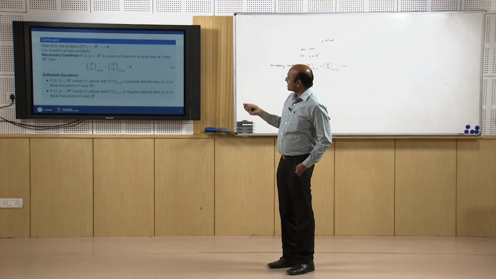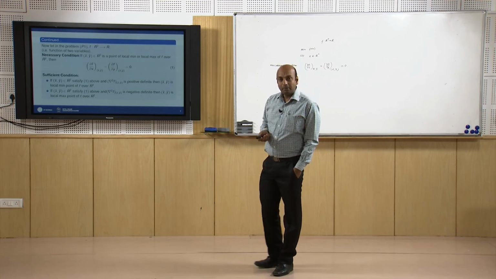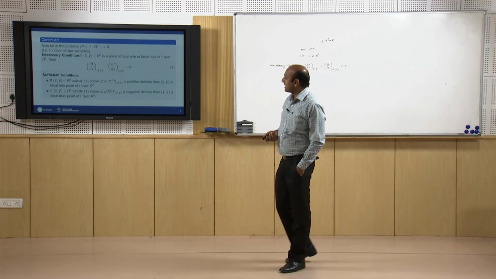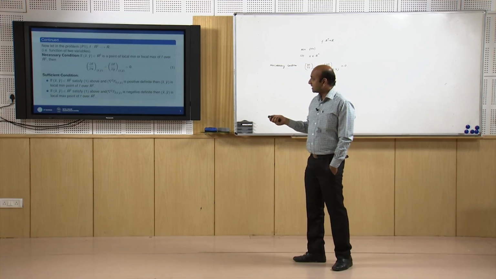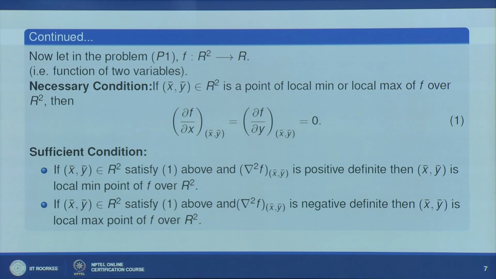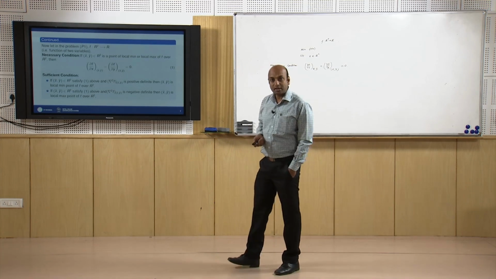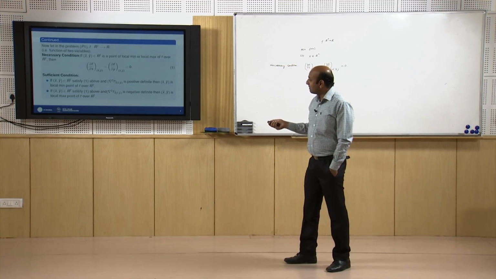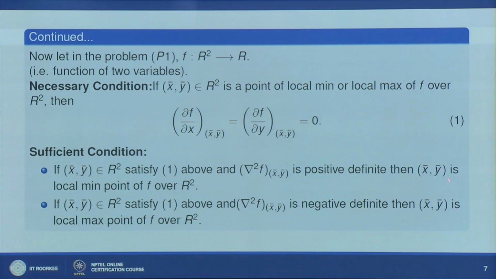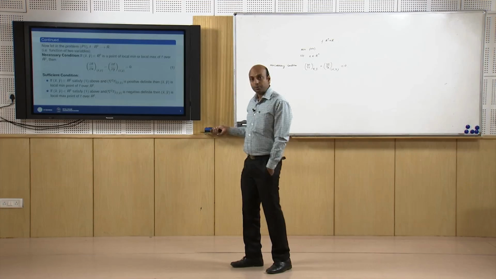Now, if this condition holds, how can we say whether that point is a point of local minimum, local maximum or saddle point? So, we find the Hessian matrix of f at (x bar, y bar). These are sufficient conditions. If (x bar, y bar) belonging to R2 satisfies this condition, that is, the partial derivative of f with respect to x and the partial derivative of f with respect to y are both 0 at (x bar, y bar), and the Hessian matrix of f at (x bar, y bar) is positive definite, then (x bar, y bar) is a point of local minimum, and if it is negative definite, then it will be a point of local maximum of f over R2.